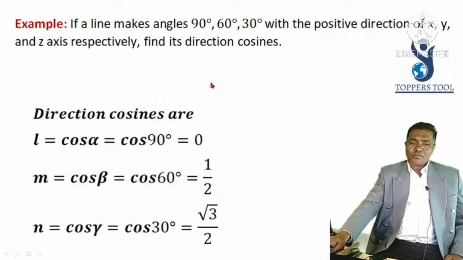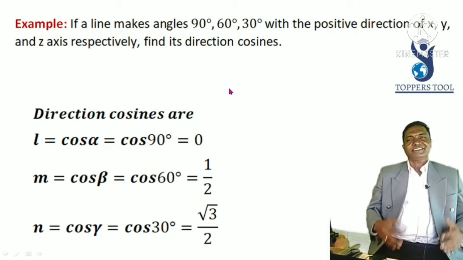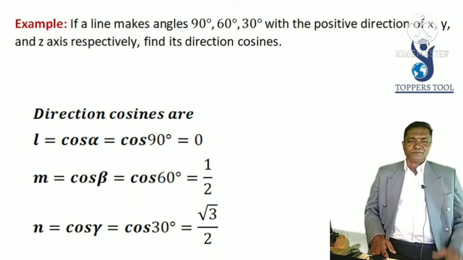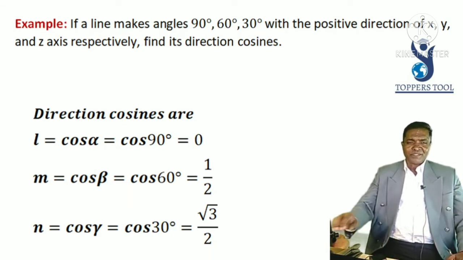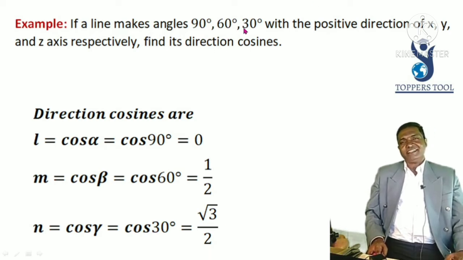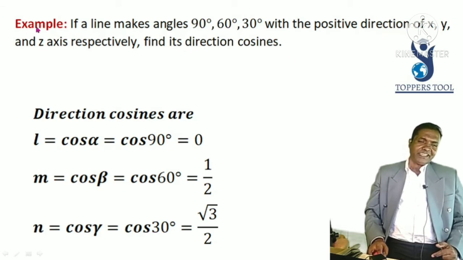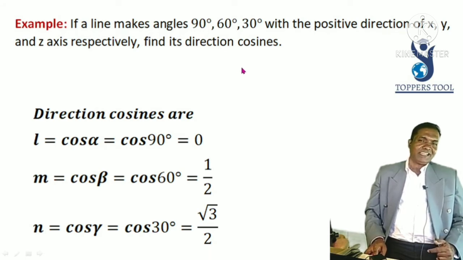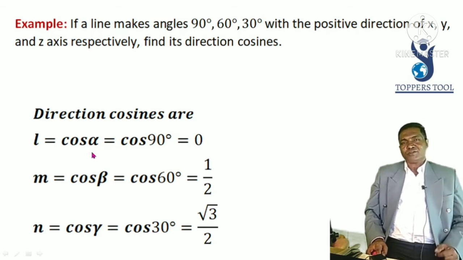So let's move on to some of the examples. Simple one, interesting one. So think of the direction cosines. So here is one example. If a line makes angle 90 degree, 30 degree, 60 degree, 30 degree with the positive direction of x, y and z axis respectively, find the direction cosines of the line. So direction cosines are given by L equal to cos alpha. So these given angles are nothing but alpha, beta, gamma. So alpha is 90, beta is 60 and gamma is 30 degree.